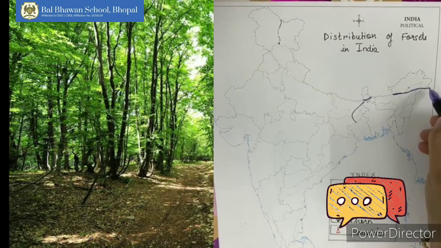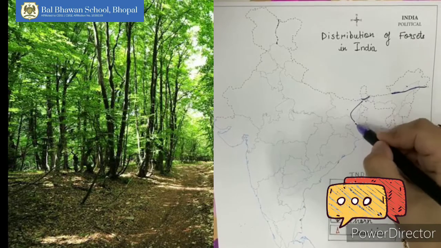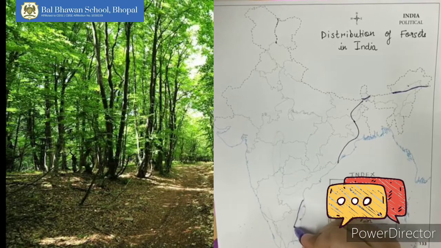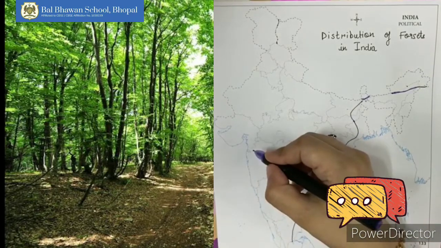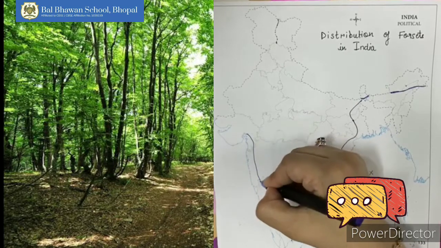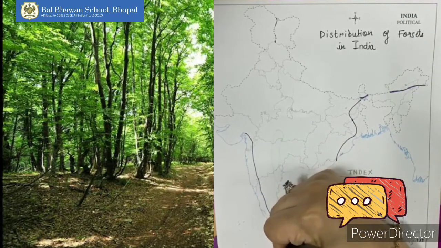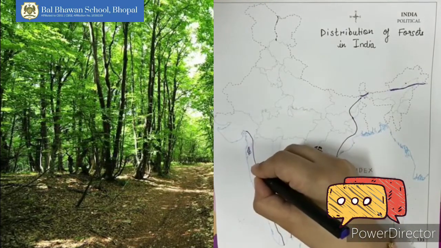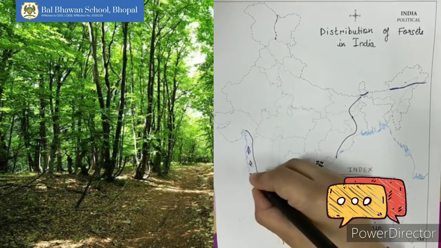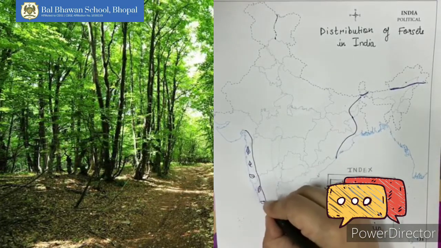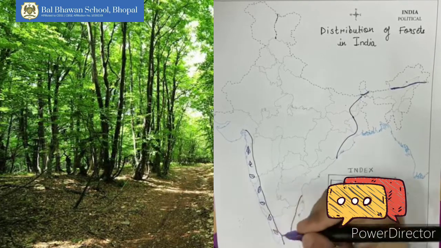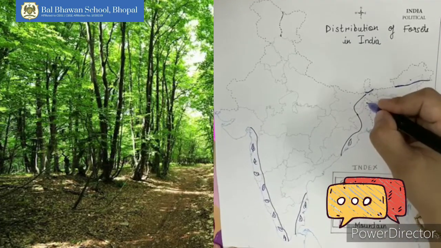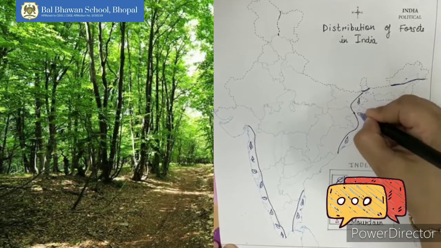I have started marking this map with the evergreen forest first. We can see that they cover the major part of northeast India, the coastal areas of the Bay of Bengal, and the coastal areas of the Arabian Sea. What is common in all these areas of our country? Yes, they receive rainfall of more than 200 centimeters per annum. Also, the temperature of these areas is between 15 degrees to 30 degrees Celsius. All these reasons make this area a home for the evergreen forests.